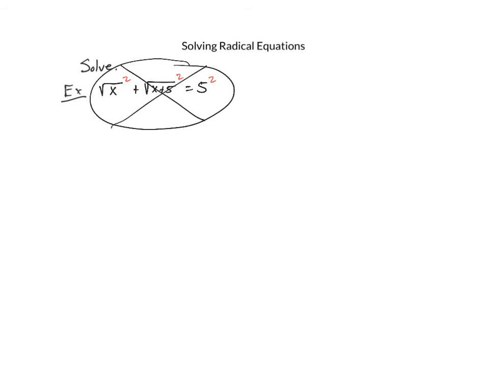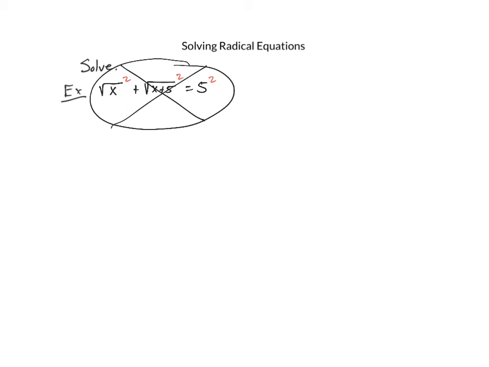This next problem will be a little bit different because there will be two radicals in it. It will be the square root of x plus the square root of x plus 5 equals 5. It is tempting sometimes for people to just square each individual term like this. In fact, that is a big mistake. And let me show you why mathematically it's not true.